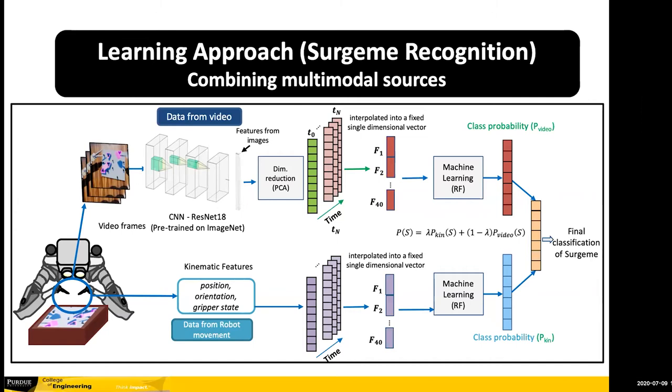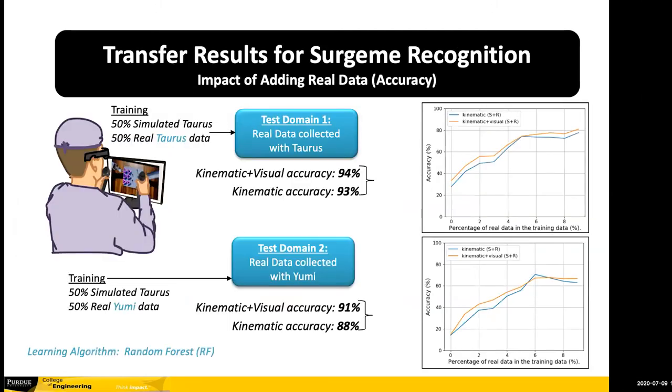Okay, I know that I'm already a minute over, so I'm going to try to speed up. All right, so this is what we found. We found that combining kinematic and visual does better than just kinematic, not much better. It seems that most of the information is coming from the kinematic data, okay?